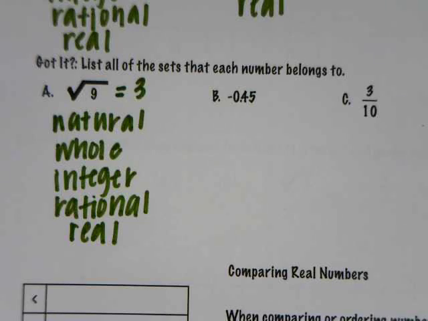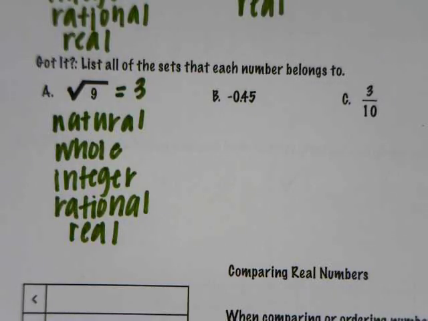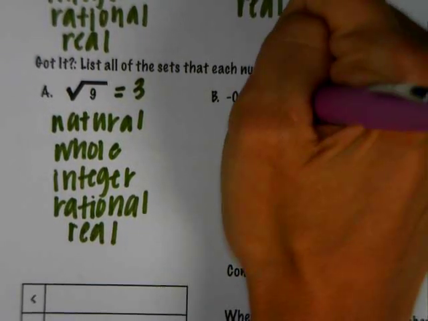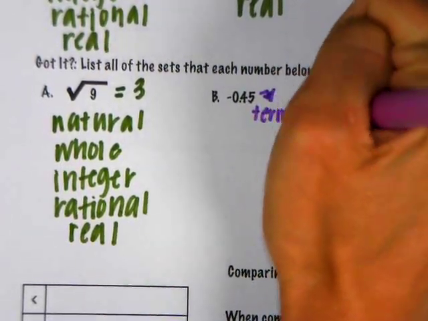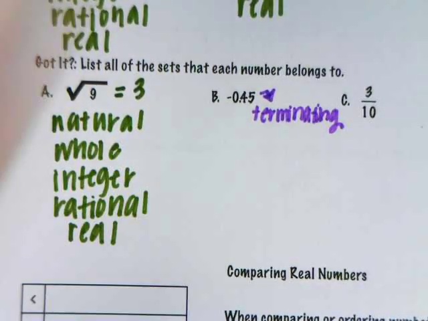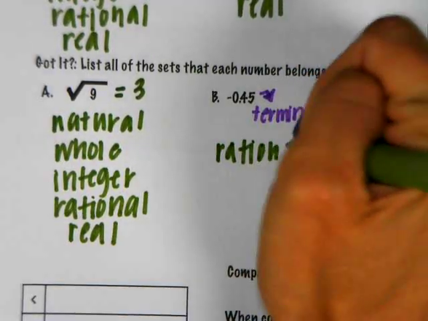Okay. Good? All right, for B, we have negative 0.45. What kind of decimal is that? It's terminating, yep. So where is that going to go? Rational. Yep, rational, and also what?